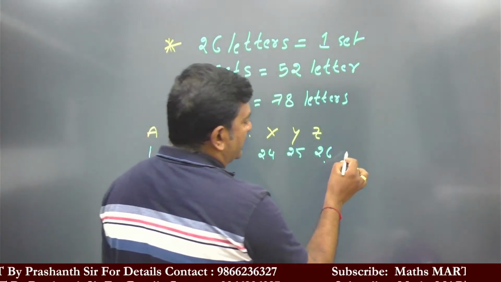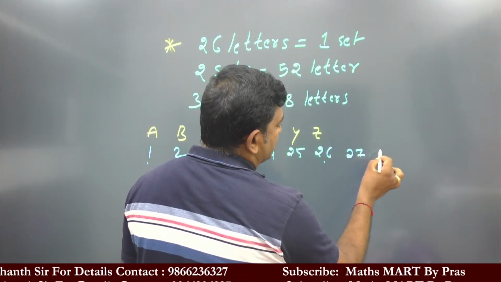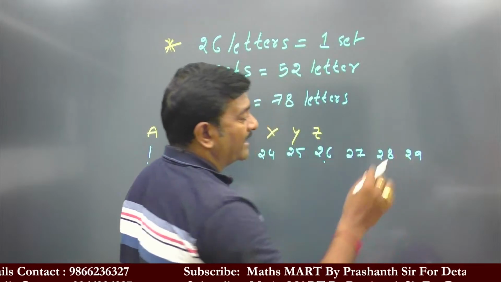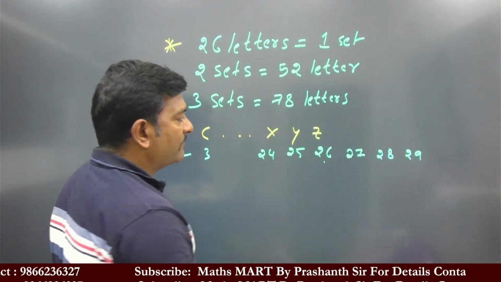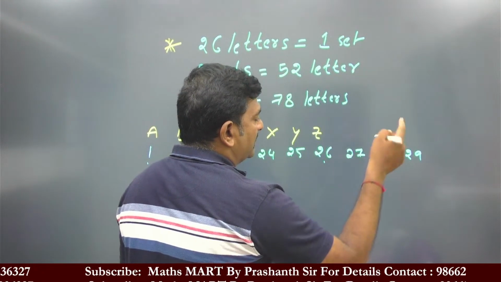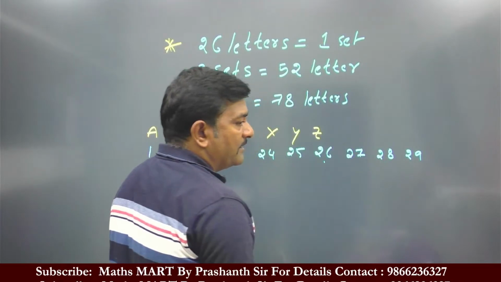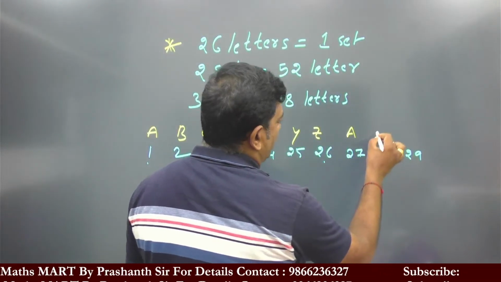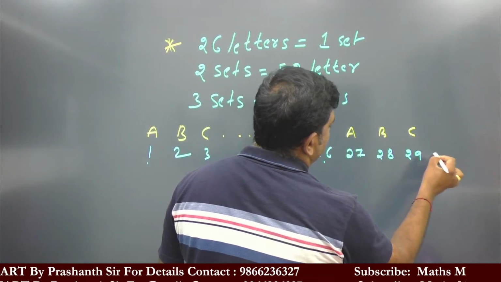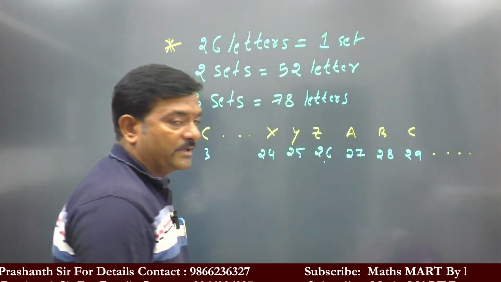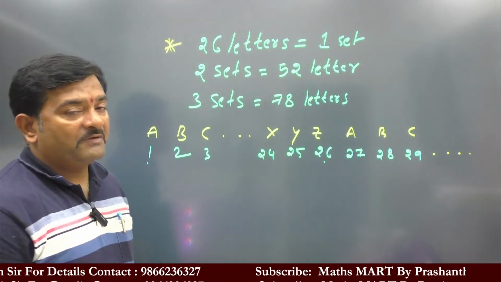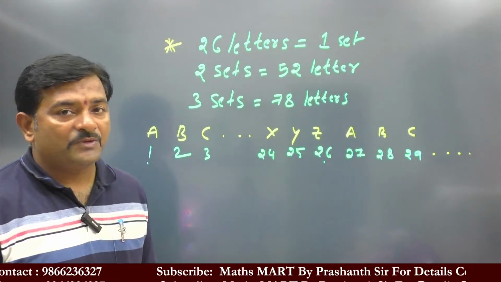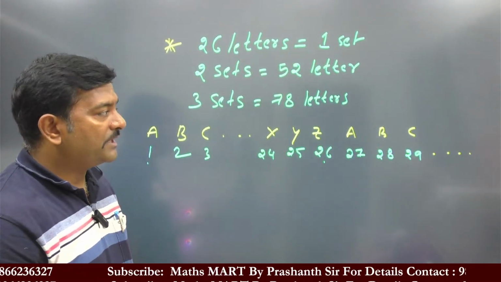Now in order to find the 27th letter, 28th letter and 29th letter and so on, what do we do? The 27th letter means the first letter in the second set. What is the first letter in the second set? After Z again we start taking A. Now you can take A, B, C and so on. I hope you understood. Now tell me, what is the 27th letter? The 27th letter is A. What is the 28th letter? B. What is the 29th letter? C.